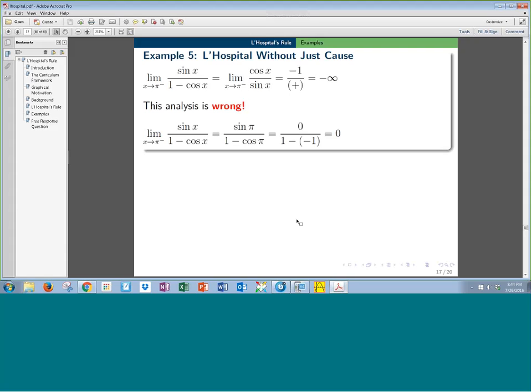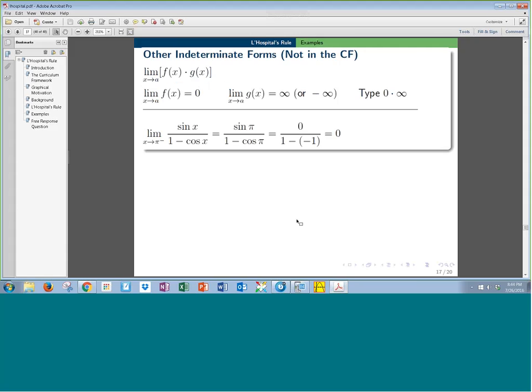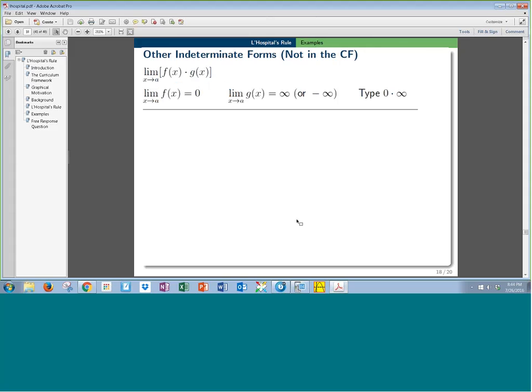All right, and kind of quickly on the next page, we just wanted to remind you about some other indeterminate forms. These are not in the curriculum framework, and these wouldn't be tested on the AP exam, but they are, at least in my opinion, kind of fun to look at. So we have an indeterminate product of f times g, where one of the functions is going to 0 and the other is going to plus or minus infinity. That's an indeterminate form of type 0 times infinity, and what is that limit?